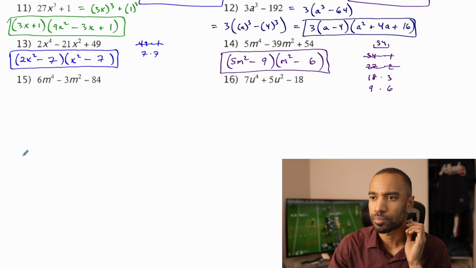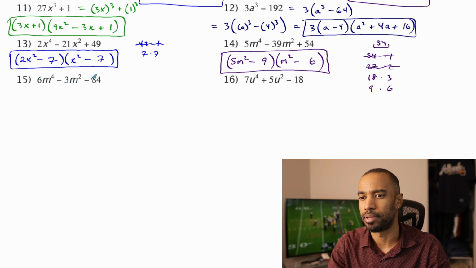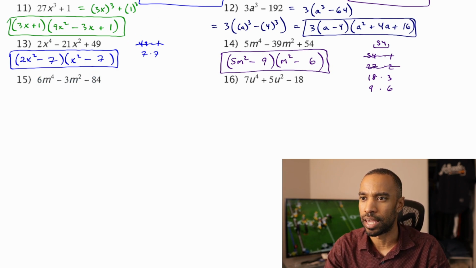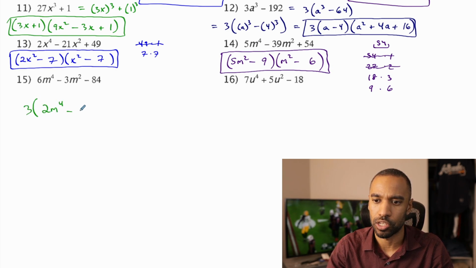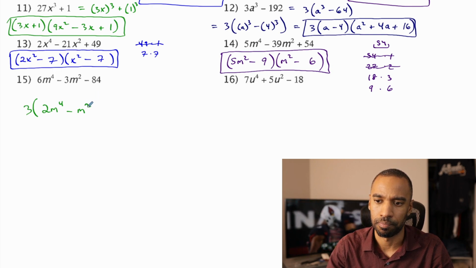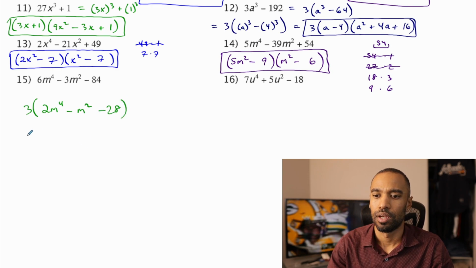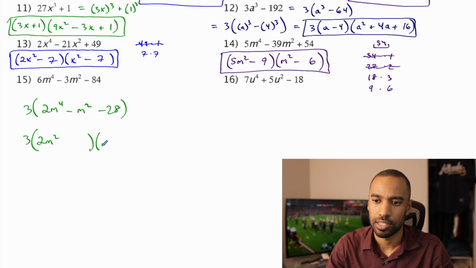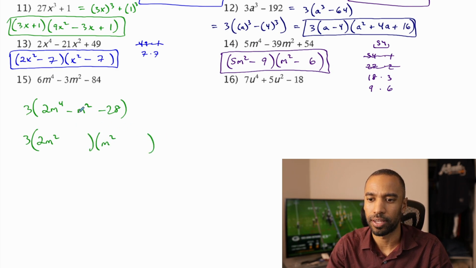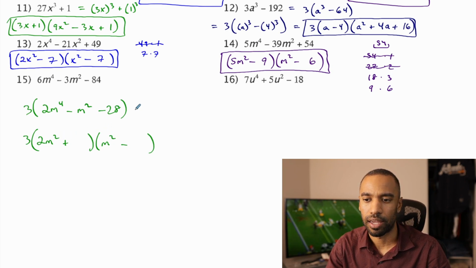Okay, number 15. 6m to the 4th minus 3m squared minus 84. I am sensing a common factor of 3 here, which we can look into. So if I factor 3 out, I'm going to get 2m to the 4th minus 1m squared minus 28, I think. So now we're going to get a 2m squared times an m squared, as that's a nice little prime number again. Now with a negative product, I don't know. I mean, I know plus minus. I don't know which direction it goes yet. All right, so we have to work that out.